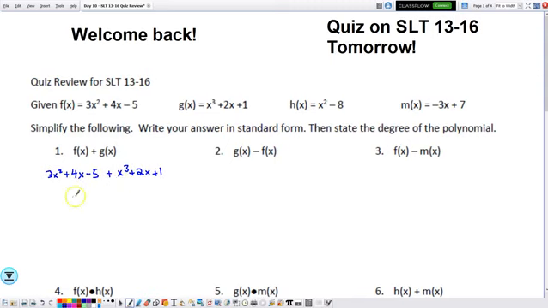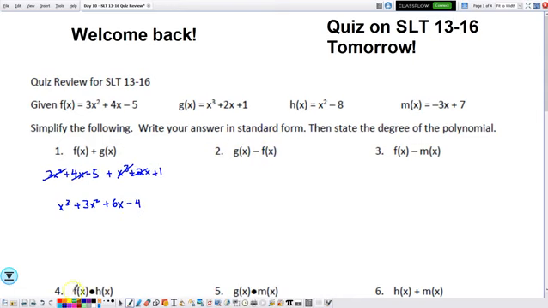I see I only have one x cubed term. So I have x cubed, and then I have one x squared term. So I've taken care of these. Now I have 4x and 2x, so that becomes 6x, not 6x squared. 4x plus 2x is just 6x. And then negative 5 plus 1 is negative 4.